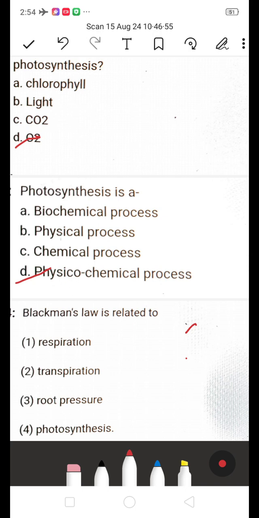Next one, Blackman's law is related to? Respiration, transpiration, root pressure, or photosynthesis. Its answer is photosynthesis. Blackman's law is related to photosynthesis. This is the right answer.